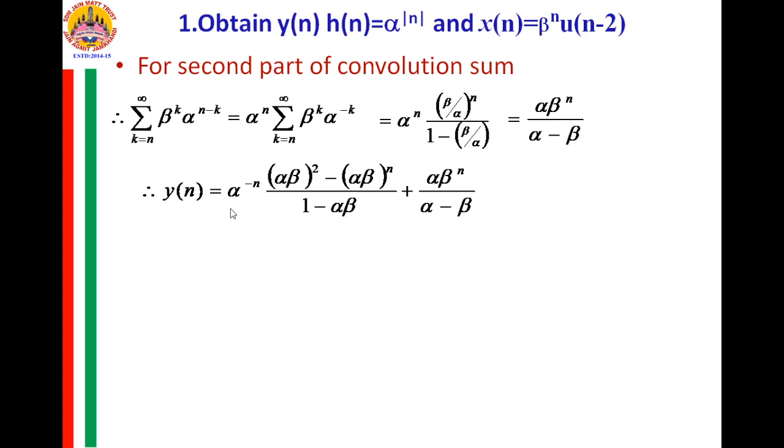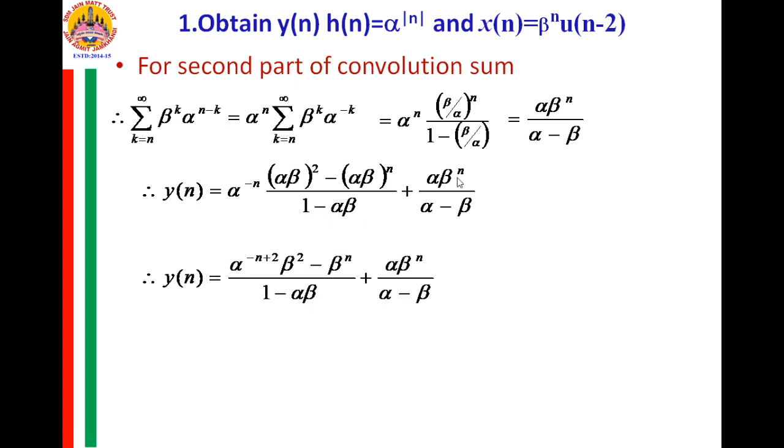So y of n is equal to alpha raised to minus n, alpha beta square minus alpha beta raised to n, upon 1 minus alpha beta, plus alpha beta raised to n upon alpha minus beta. Multiplying inside with this alpha raised to minus n to the numerator and further solving this, you will get y of n is equal to alpha raised to minus n plus 2 beta square minus beta raised to n, upon 1 minus alpha beta, plus alpha beta raised to n upon alpha minus beta.